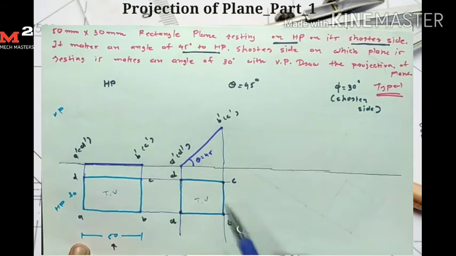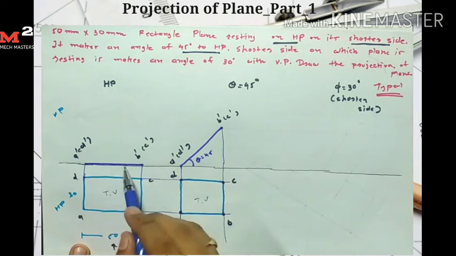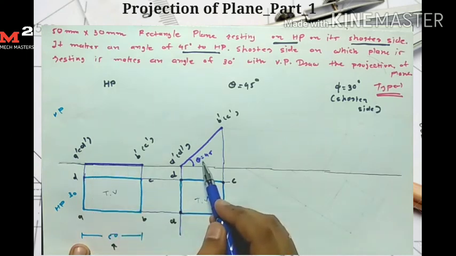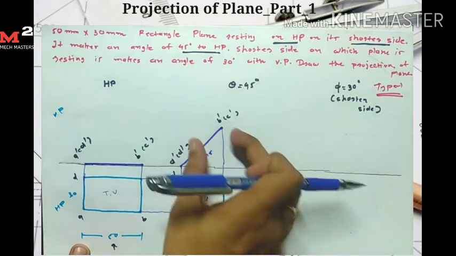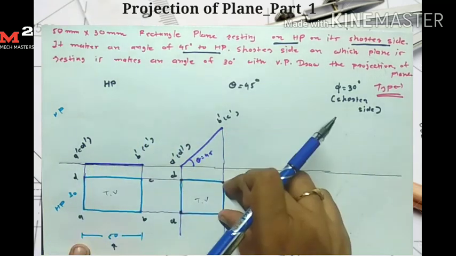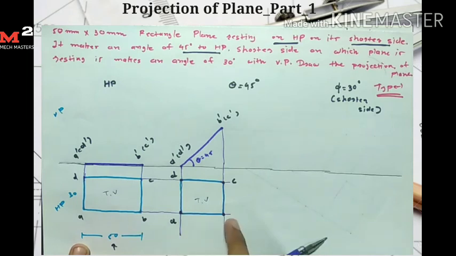In the second stage we simply draw this line at an angle of 45 degrees, so I get my front view here. Then we simply take the projection from here and from here. So I get 4 points, and after connecting the 4 points I get my top view for the second stage. Now let's come to the third stage.